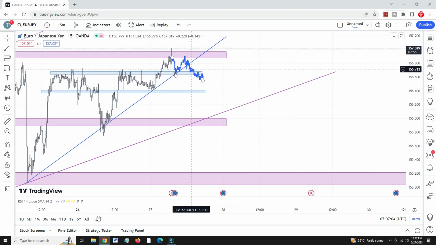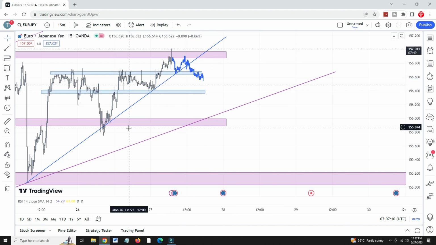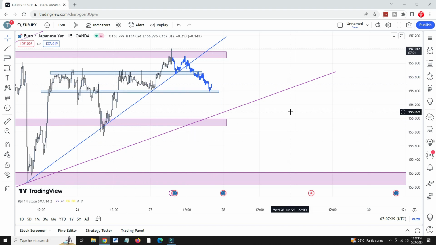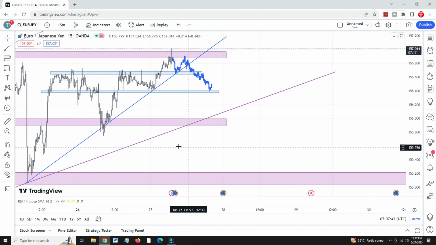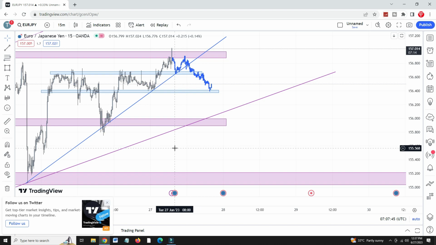It's going to go back to this level, hit this up again, and then move down to this level. So it needs a little bit more of a bar pattern to finish it. So this is how I think the price is going to move according to my assessment of the current situation in this chart of EURJPY.